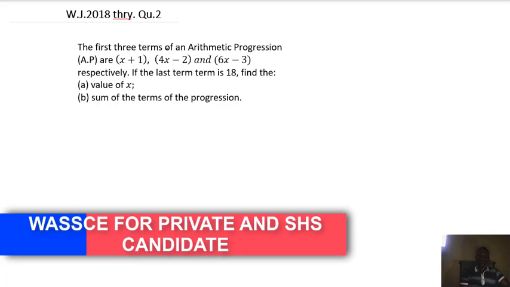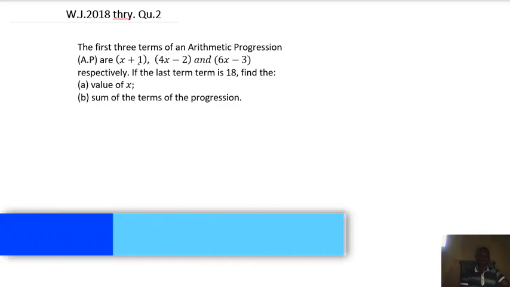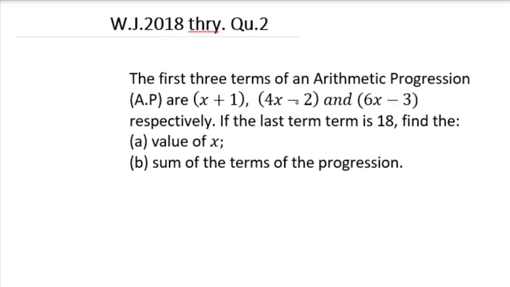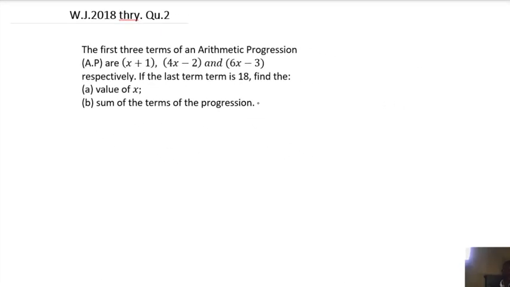The first three terms of an arithmetic progression are x + 1, 4x - 2, and 6x - 3 respectively. If the last term is 18, find A, the value of x, and B, the sum of the terms of the progression.